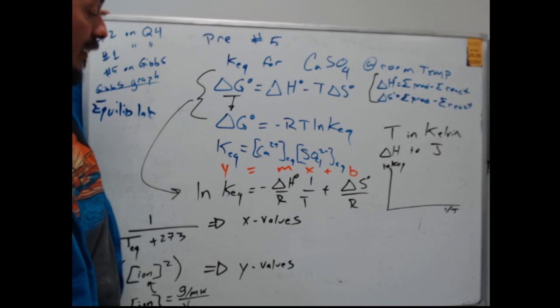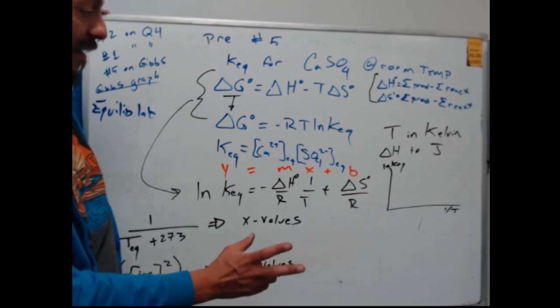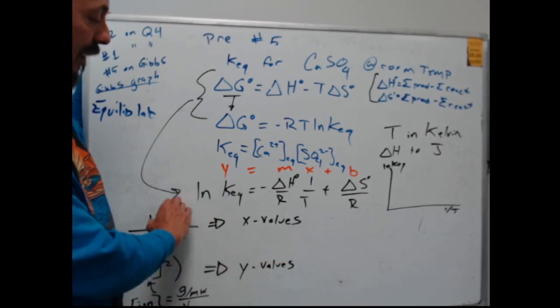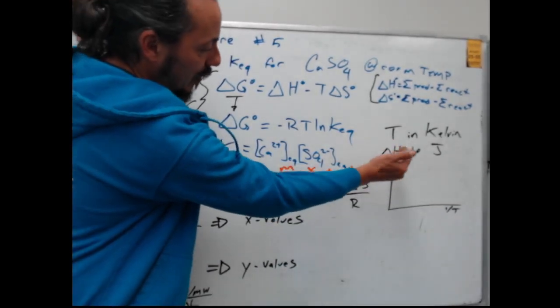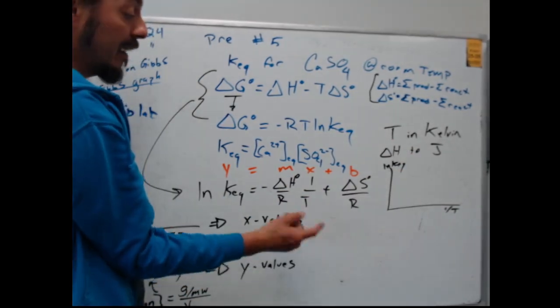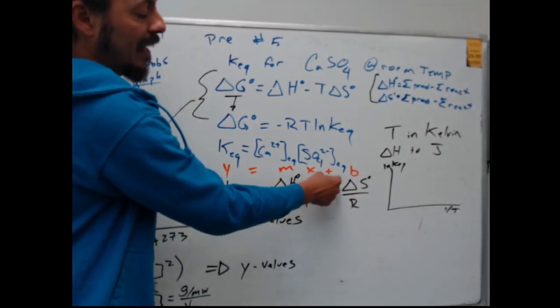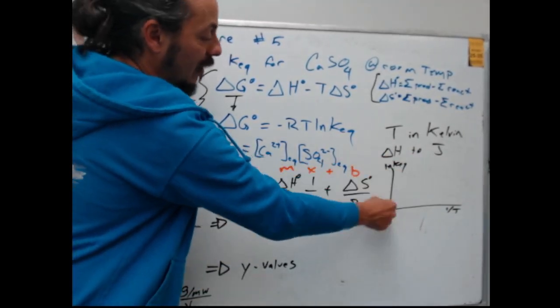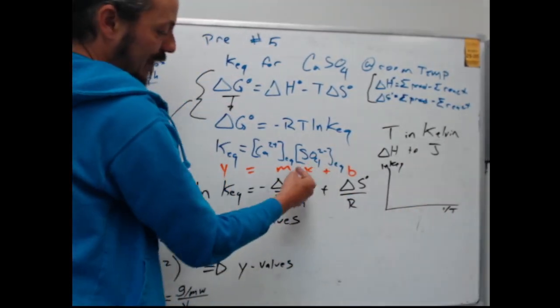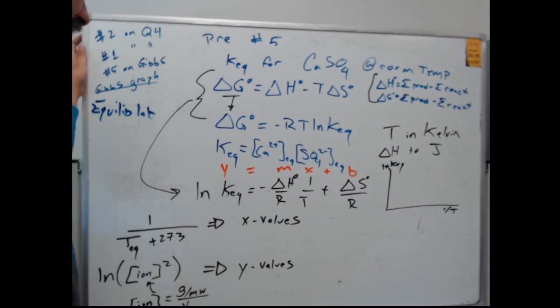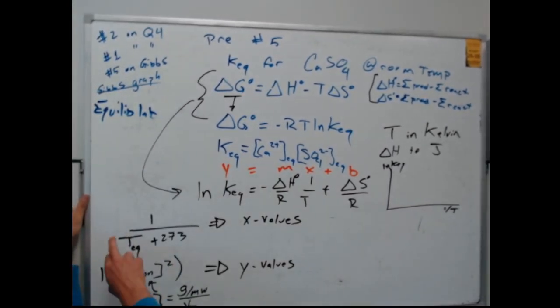So there's a couple important things. We can think about it pretty straightforwardly. This equation that we had written down, we can relate it to a line. So the plot we want to make, so we can figure out the delta H and the delta S, is essentially natural log of the equilibrium constant on the y values, and then 1 over temperature for the x values. So ultimately, all we really need is our equilibrium temperature.